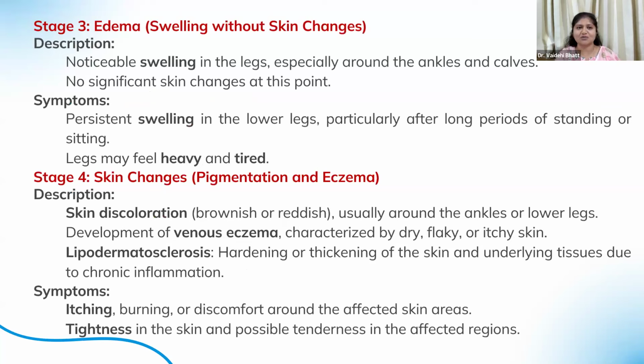Stage 2, that is varicose vein, if it remains for a longer time, will lead to noticeable swelling in the legs and around the ankles and calves. If these symptoms persist for a longer time, that will lead to swelling and heavy and tired legs. Then the skin changes: due to this continuous swelling and edematous changes in the legs, it will lead to skin discoloration, that is brownish or reddish pigmentation.